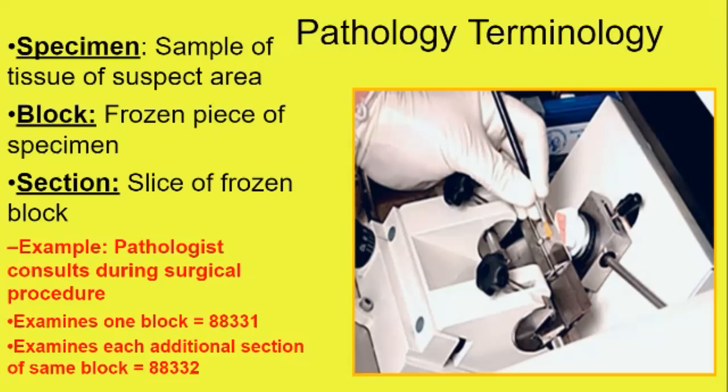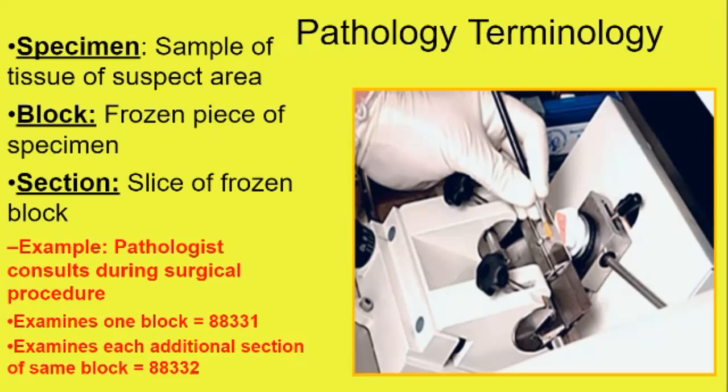So let's talk about some pathology terminology. A specimen is a sample of tissue of the suspected area. A block is a frozen piece of a specimen, and a section is a slice of that frozen block.